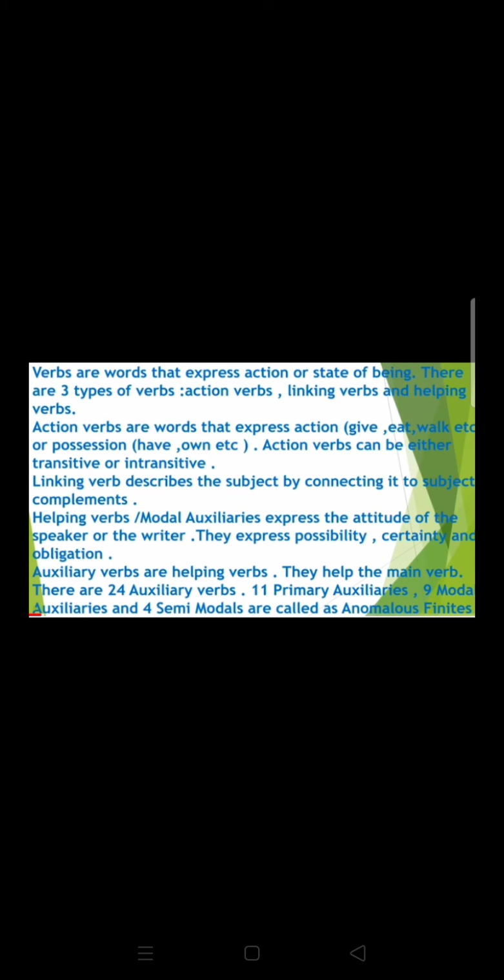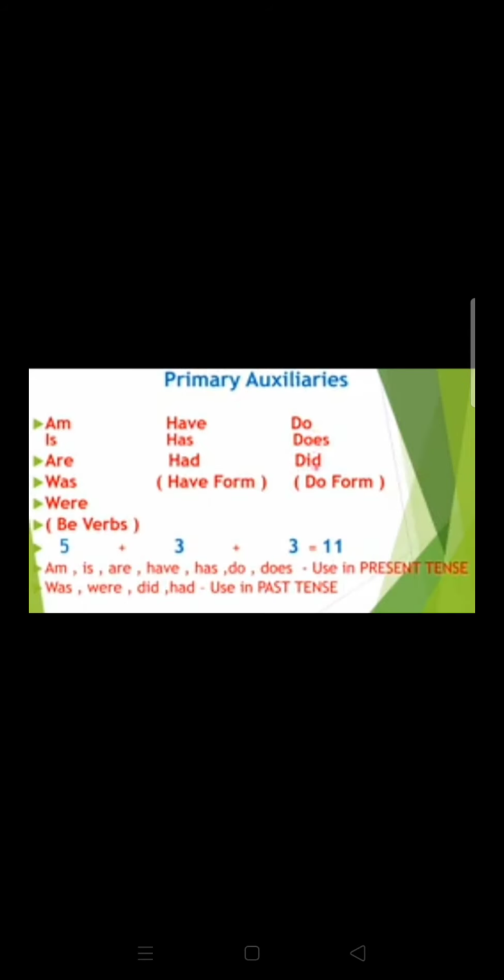Auxiliary verbs are helping verbs. They help the main verb. There are 24 auxiliary verbs: 11 primary auxiliaries, 9 modal auxiliaries, and 4 semi-modals are used as anomalous finites. Let's see the primary auxiliaries. Am, is, are, was, were, have, has, had, do, does, and did are called primary auxiliaries. Am, is, are, have, has, do, does are used in present tense. Was, were, did, had are used in past tense.